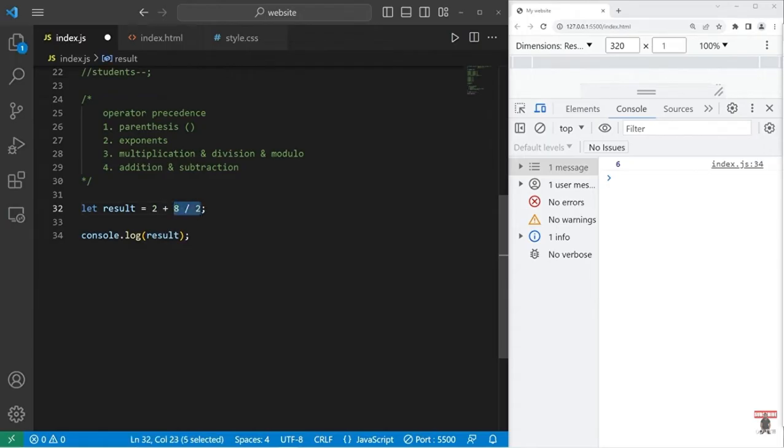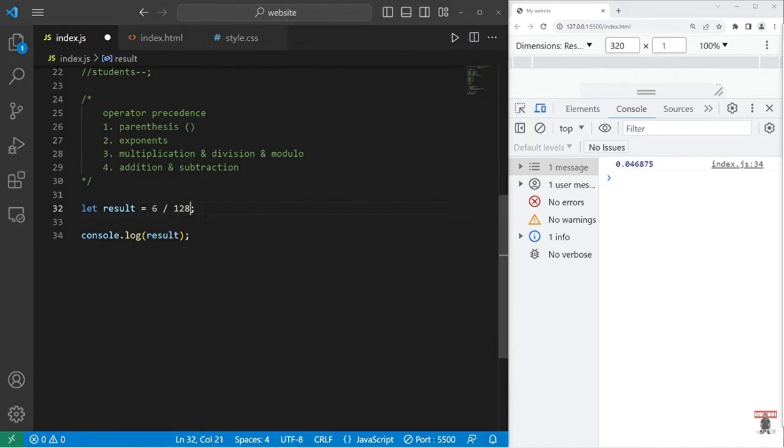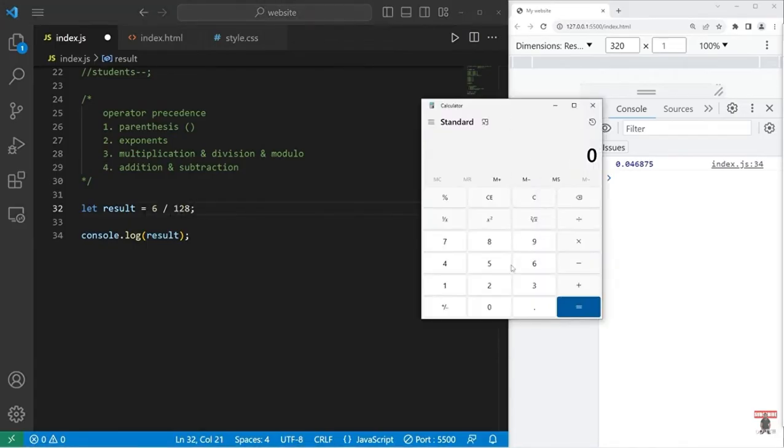Alright, here's a challenge round. The result is going to be 0.0468. We solve anything with parentheses first. 2 plus 5, that is 7. Then exponents, 2 to the power of 7. I might need a calculator. 2 times 2, 3, 4, 5, 6, 7. That's 128. Then we have 6 divided by 128, which is 0.046875.